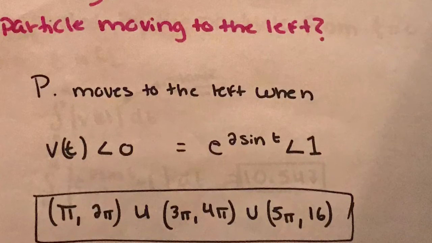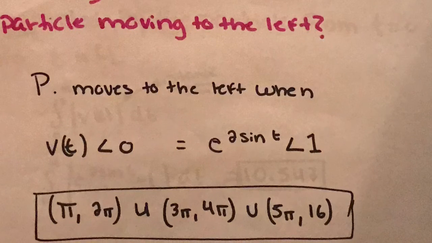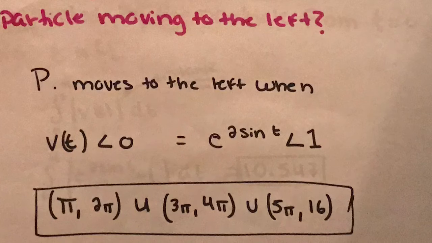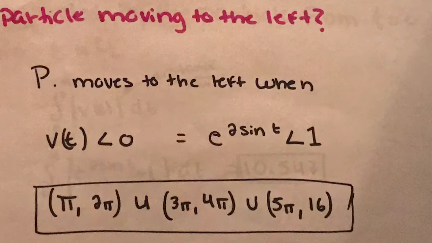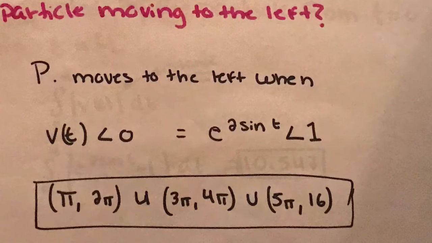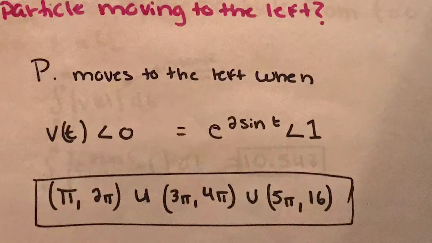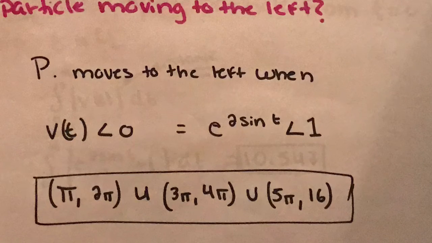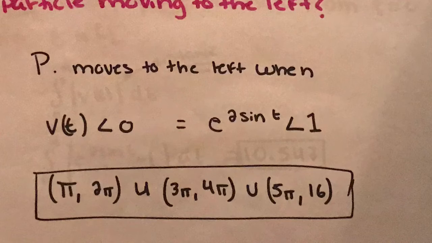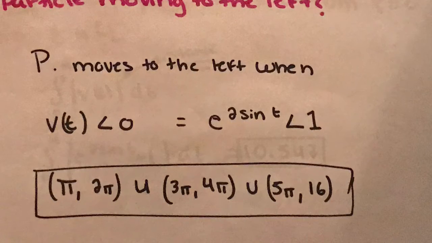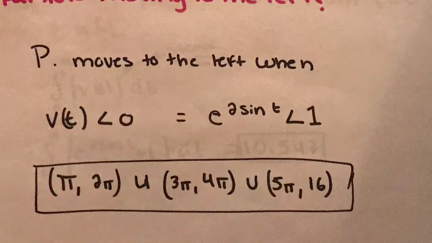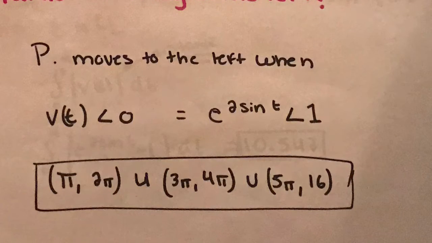The intervals are pi to 2 pi, union 3 pi to 4 pi, union 5 pi to 16. This is the interval that the particle is moving left, since v of t is less than 0, which tells you that e to the power of 2 times sine t is less than 1.